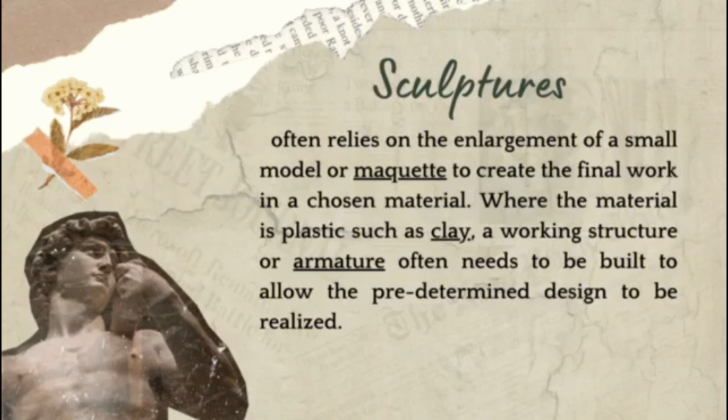Where the material is plastic such as clay, a working structure or armature often needs to be built to allow the predetermined design to be realized. At ang isang gumagana na structure or armature ay kadalasang kailangan i-build muna upang maipakita ang predetermined na desensyo. So ang ibig sabihin ng armature, ito yung ginagamit ng isang pintor upang suportahan ang isang figure na ginagaya sa malambot na material na plastic.